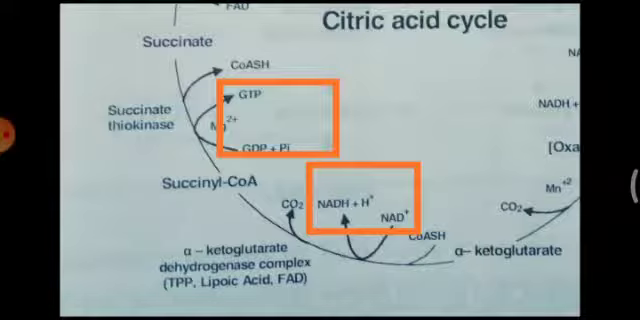Next is succinyl CoA. Succinyl CoA is converted to succinate and GDP is converted to GTP. In succinyl CoA, CoA is there. After the reaction, you can see only succinate. That means CoA is not available. That means it is removed. And this reaction is performed by succinate thiokinase.